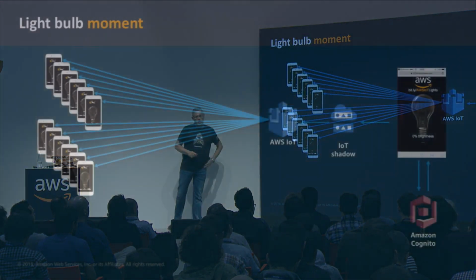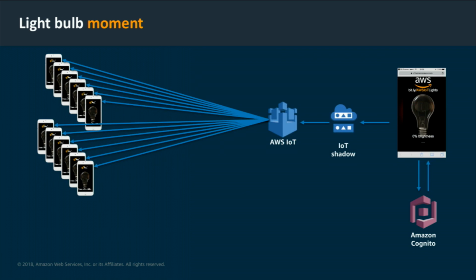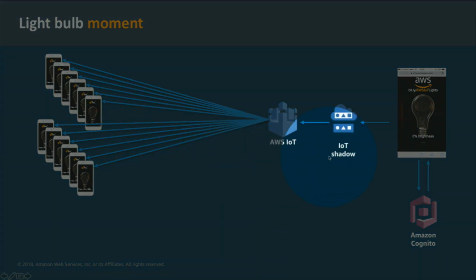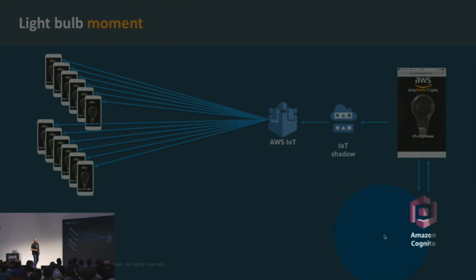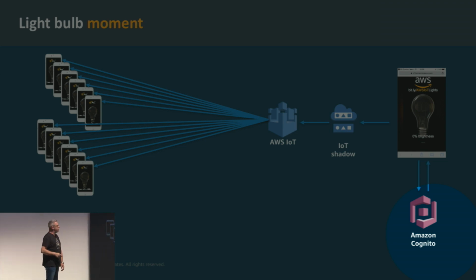So my phone is the controller, and you can see it here on the right. This is the control application, basically my smart switch, if you want. It will get some credentials from Amazon Cognito to allow me to connect securely to the cloud. So I'm actually getting credentials to do this operation of accessing and changing the shadow.